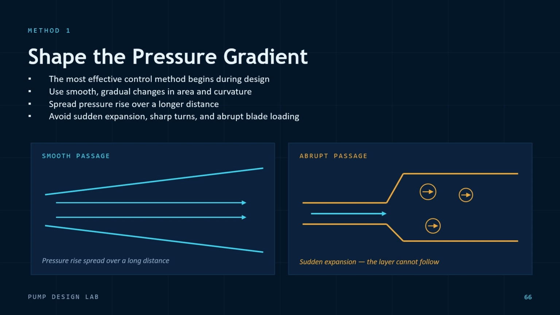Control Method 1. Shape the pressure gradient. The cleanest and most powerful method starts during design. Do not create an unnecessarily severe pressure rise. Use smooth curvature, gradual area changes, and well-distributed blade loading. If the flow is turned and decelerated over a longer distance, the boundary layer has a much better chance of remaining attached. Diffuser design gives us a very clear example of how geometry controls the pressure gradient.